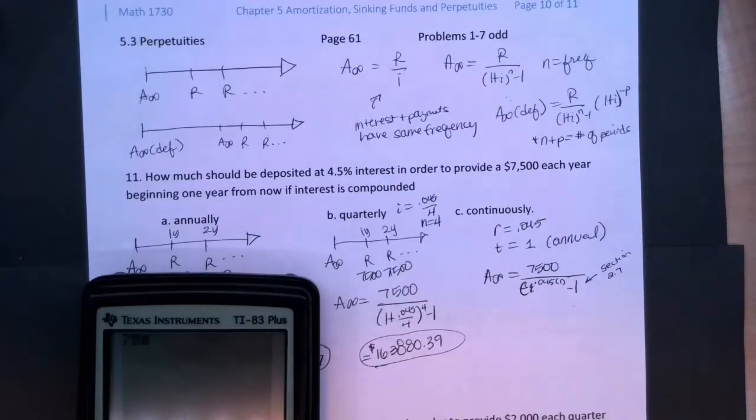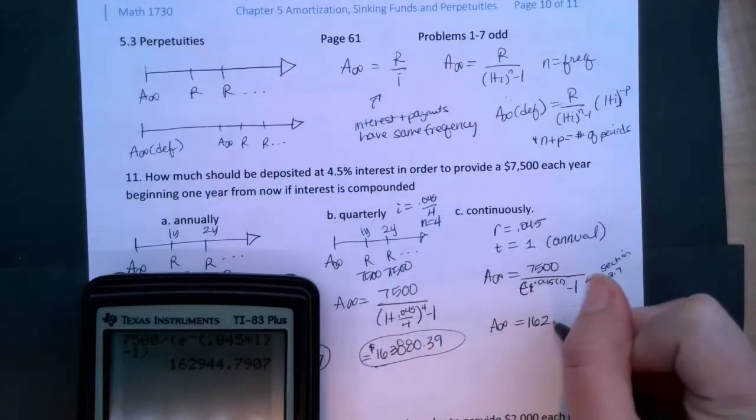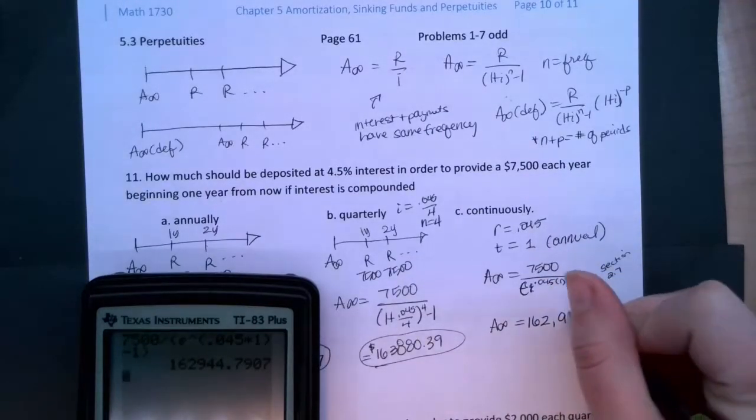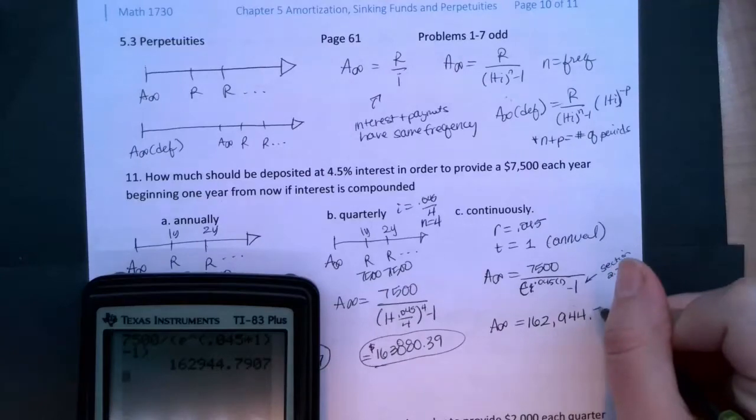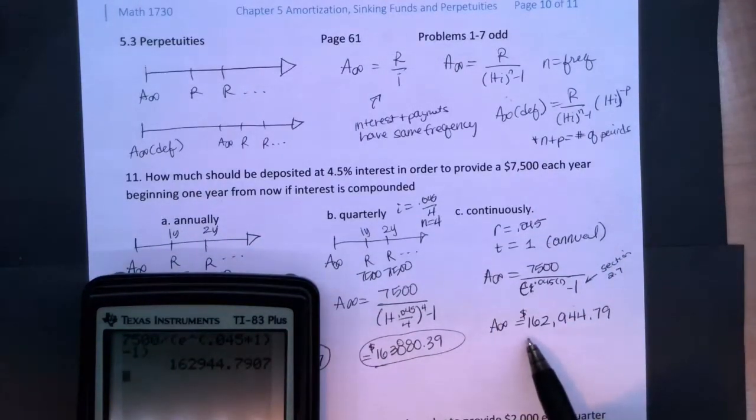So we're going to take 7,500 and divide it by e to the 0.045 times 1, minus 1, with parentheses for the denominator. This time we have to input just a little bit less, and again we're going to round to the nearest penny, so it's going to be $162,944.79. Let's go on to example 12.